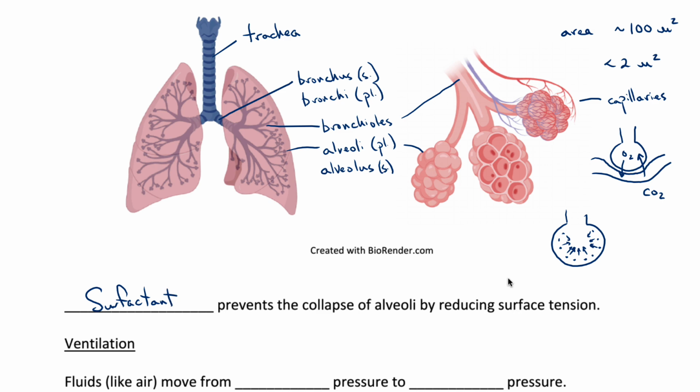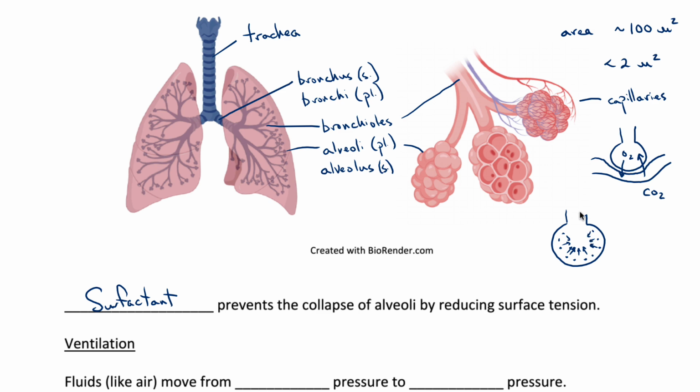And for newborns who are born very prematurely, so prematurely that their surfactant-producing cells in their lungs are not online yet, their alveoli actually will collapse from surface tension in the absence of this surfactant, and they need to be treated with surfactant in order to allow their alveoli to stay open.